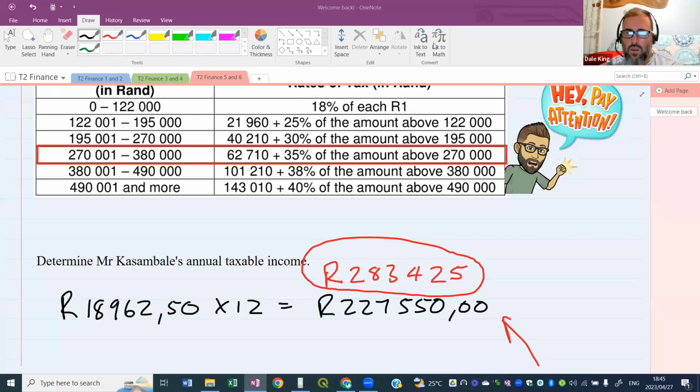Abigail, that's a bit too big, eh? Just check the value that you have where it says the amount above 270,000. That should be like 14,000 Rand roughly. You need 35% of 14,000 Rand added on to the 62,000. So that does look a little bit big. All right, so Keely there with another value.